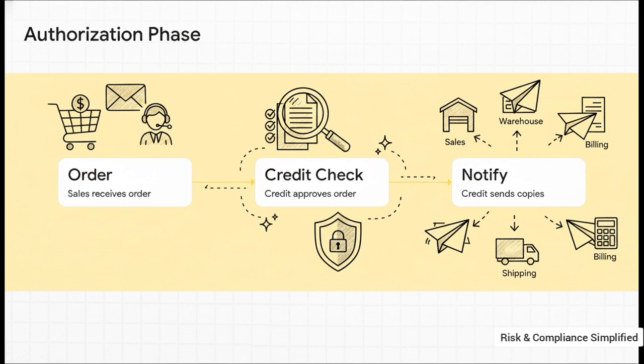By having credit approve the order instead of sales, we're seeing our first ARC component in action: authorization. This securely ensures that goods are only going to legitimate credit-worthy customers. And once authorized, credit notifies everyone by sending approved copies to sales, the warehouse, shipping, and billing.